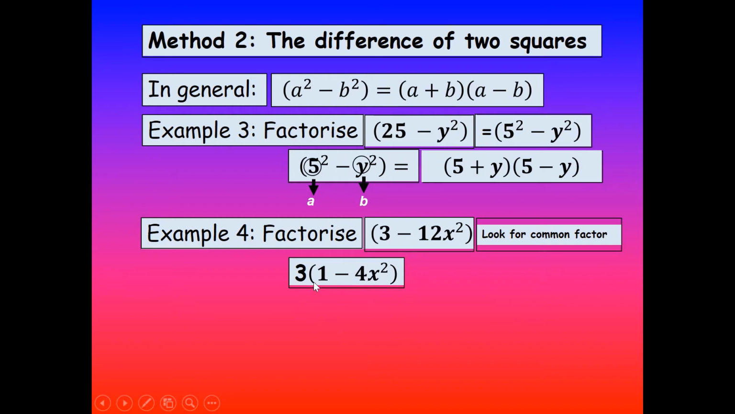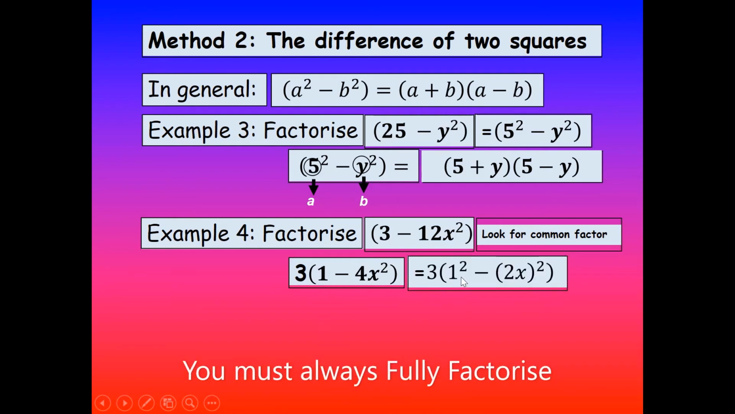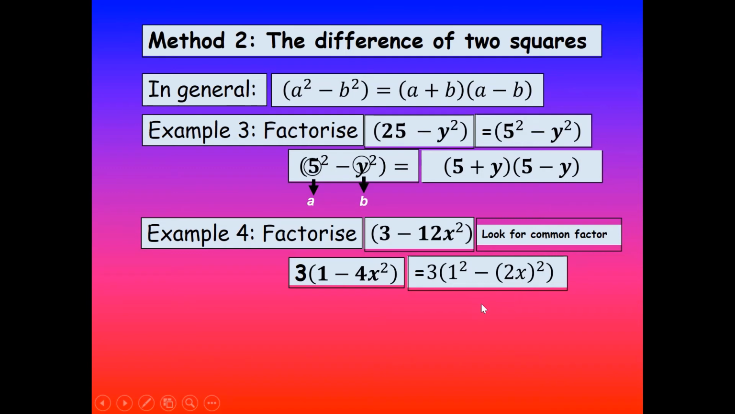So 3 into 1, because 3 times 1 will give me 3. And then to get negative 12x squared, I'll go 3 times negative 4, which will give me negative 12, and then x squared. So I've got a binomial expression inside the bracket, and this can be further factorized, because I can write 1 in a square form, which will read 1 squared minus 4x squared, which is the same as 2x whole thing squared.